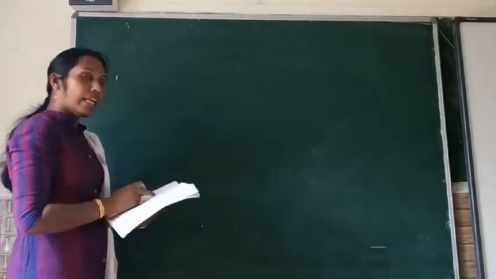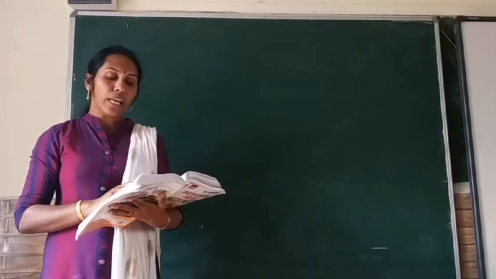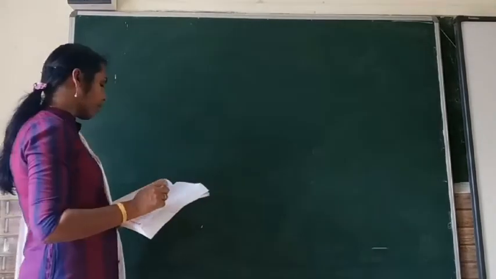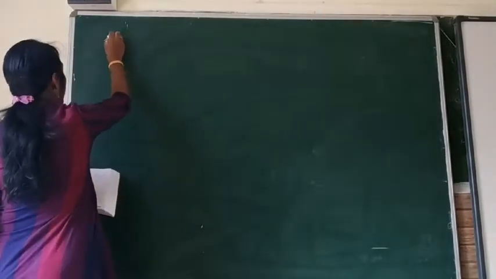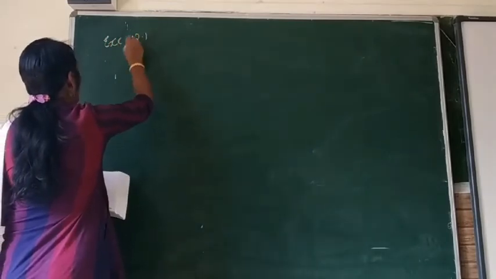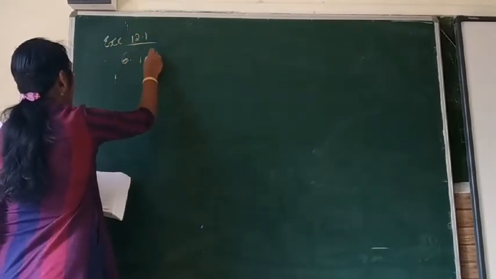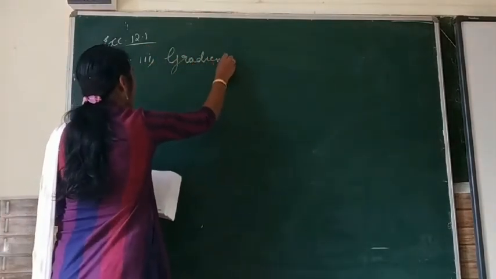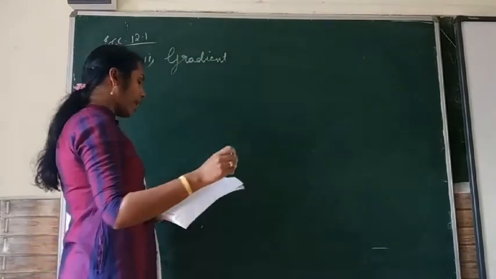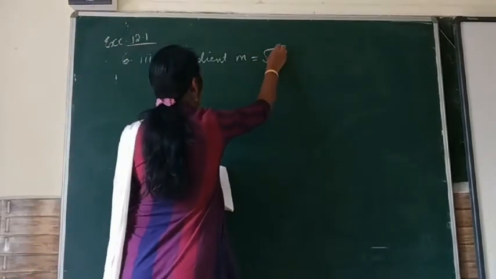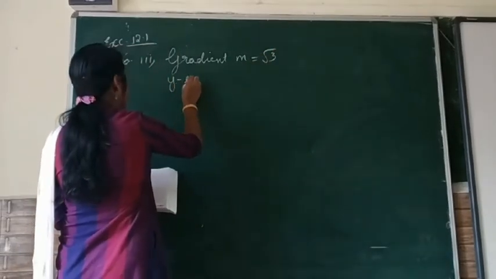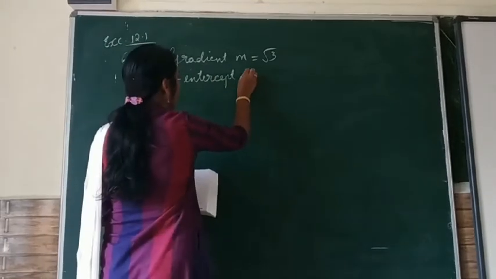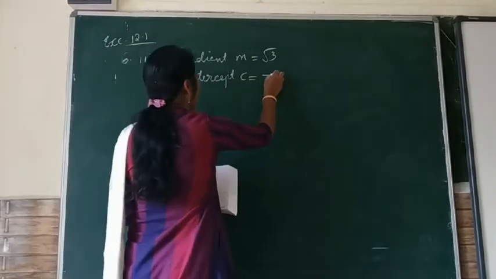It is given that find the equation of line whose gradient is equal to root 3 and y-intercept is equal to minus 4 by 3. So here it is exercise 12.1, question 6, third one. Here it is given that gradient is slope itself, and that is m equal to root 3 and y-intercept, it is denoted by c, that is equal to minus 4 by 3.